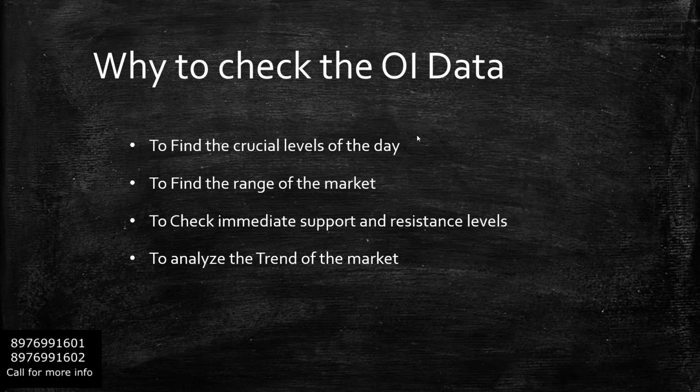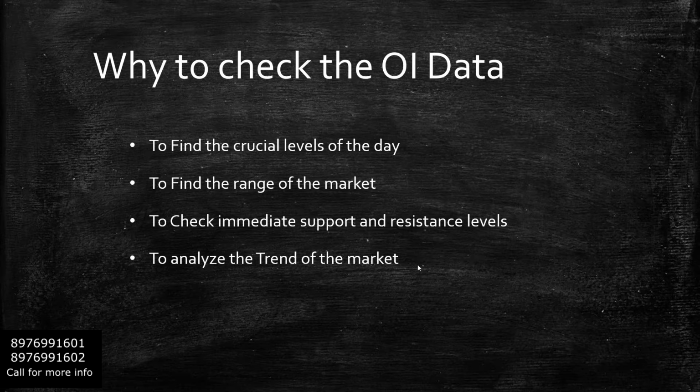Now, OI is very important for us to analyze the data for options, basically. So let's check why to check the OI data. First of all, to find the crucial levels of the day. There are many traders who trade according to the OI data, so they find the crucial level of the current day using the OI data. To find the range of the market, you can find the range the market is going to be in using the OI data. And the next would be to check immediate support and resistance levels, from where the market might take immediate support and from where it might get resistance. To check that, you can check the open interest data. To analyze the trend of the market, again you have to check the open interest data.